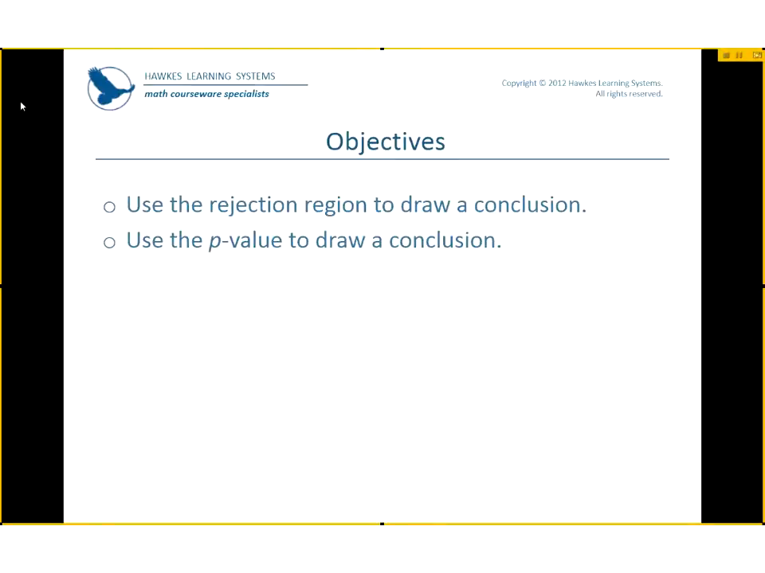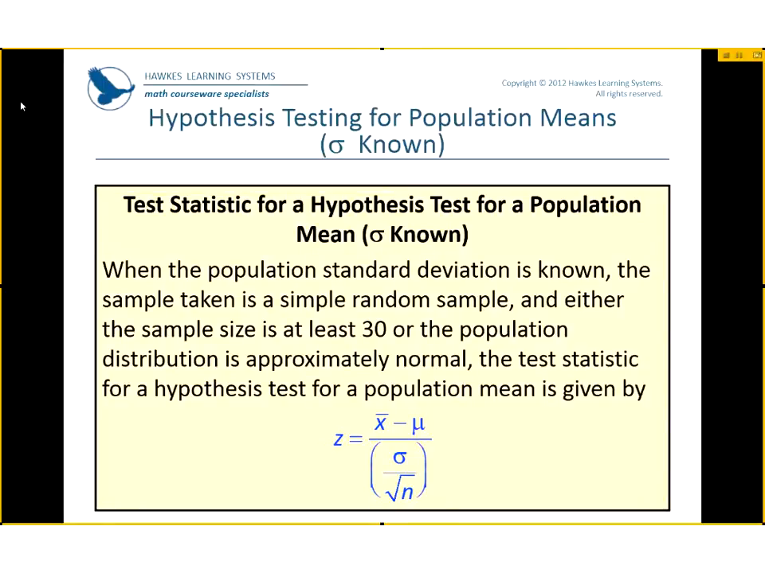conclusion and the p-value to draw a conclusion. Okay. So when a population standard deviation is known, which is sigma, the sample taken is a simple sample, and either the sample size is at least 30 or the population distribution is approximately normal. The test statistic for the hypothesis test for a population mean given is Z equals the sample mean minus the population mean divided by the population standard deviation over the square root of the sample size.